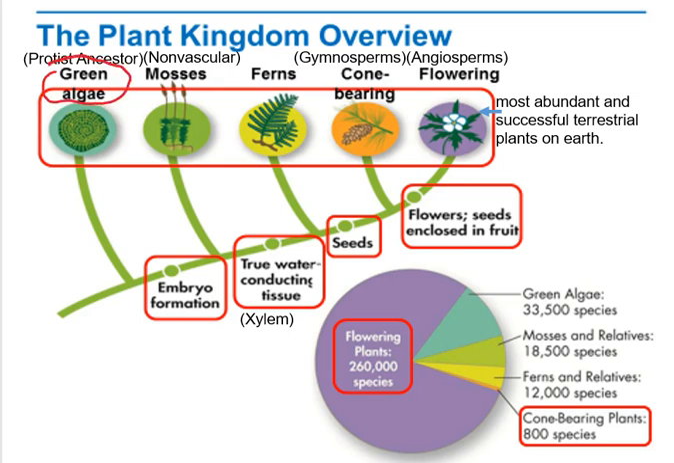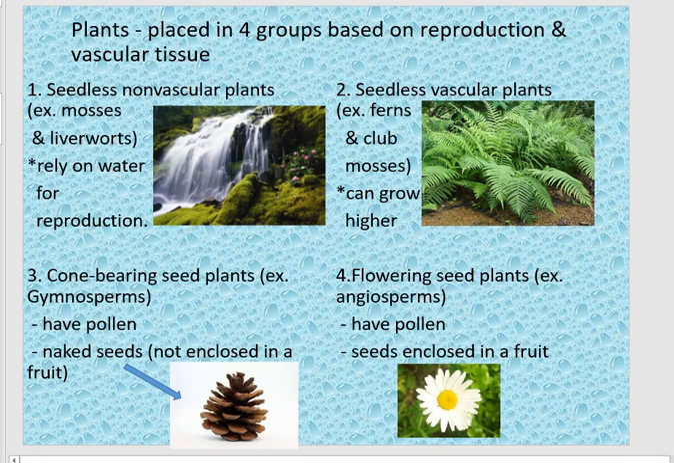Green algae down here, the protist, is the ancestor of all plants. And we move up to our mosses, which are non-vascular, our ferns, our gymnosperms and angiosperms. We're going to look at each of those categories today and look at how they're similar, how they're different, where they fit in the plant kingdom. So plants are put into 4 groups: reproduction and vascular tissue.